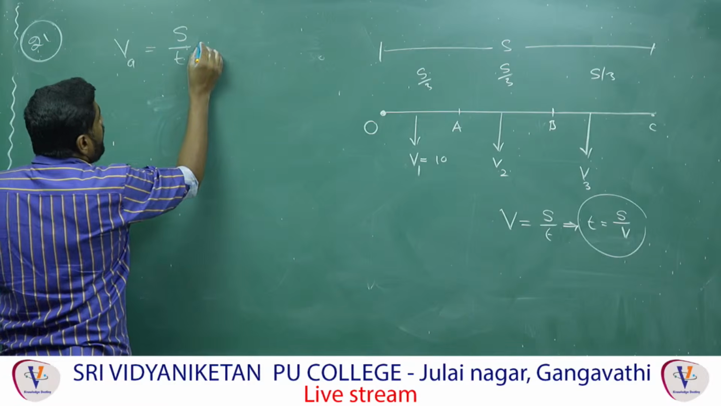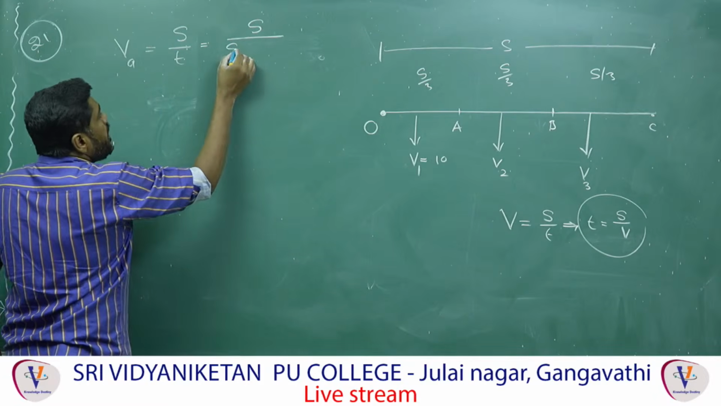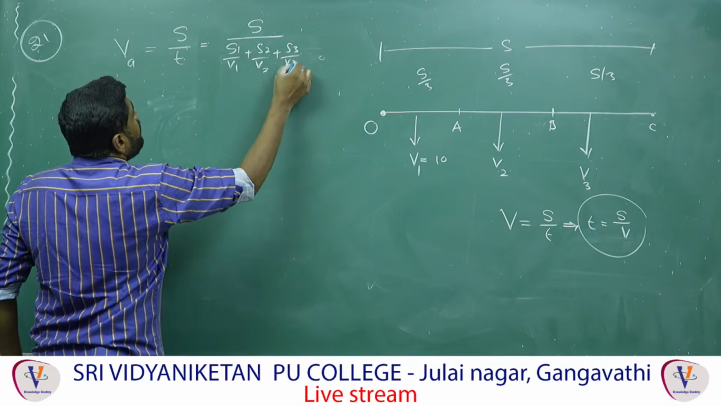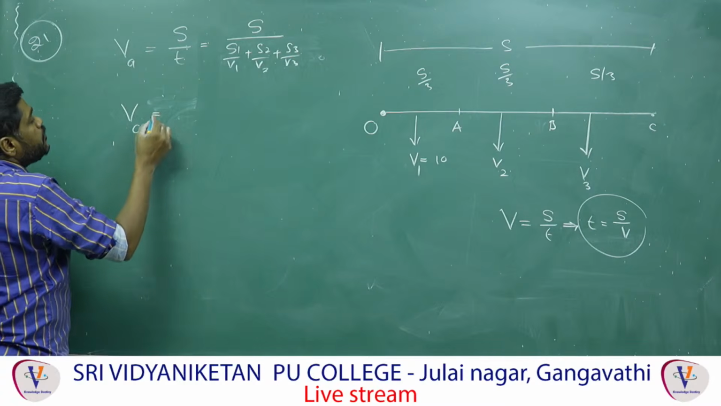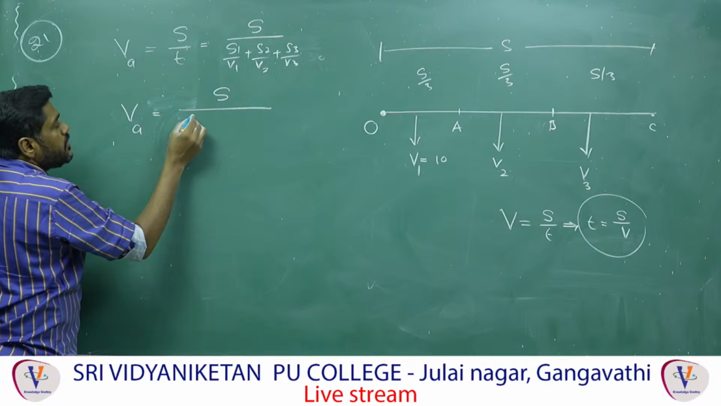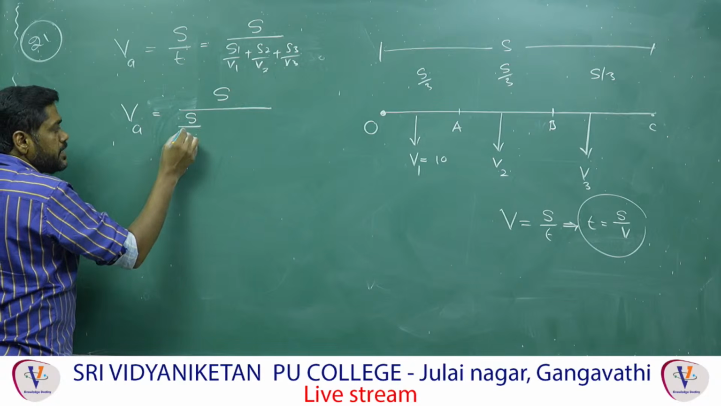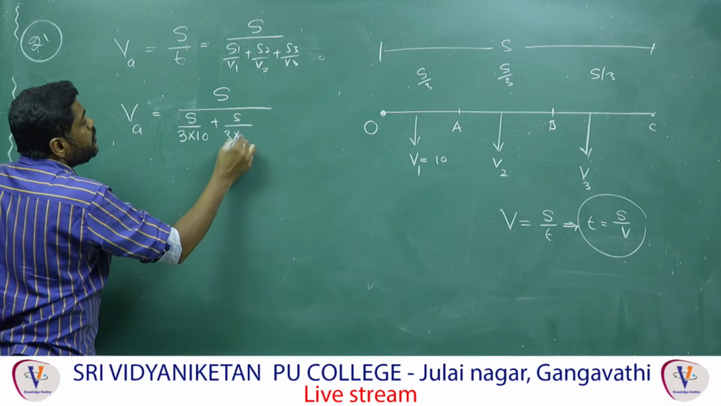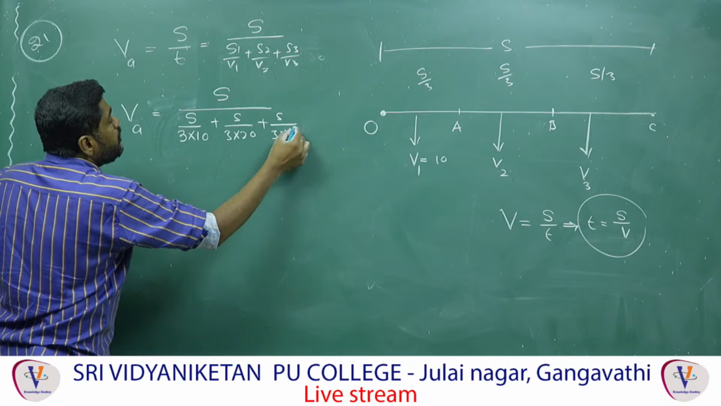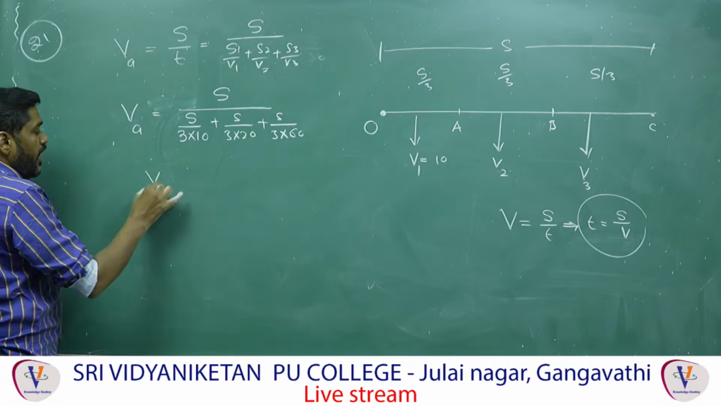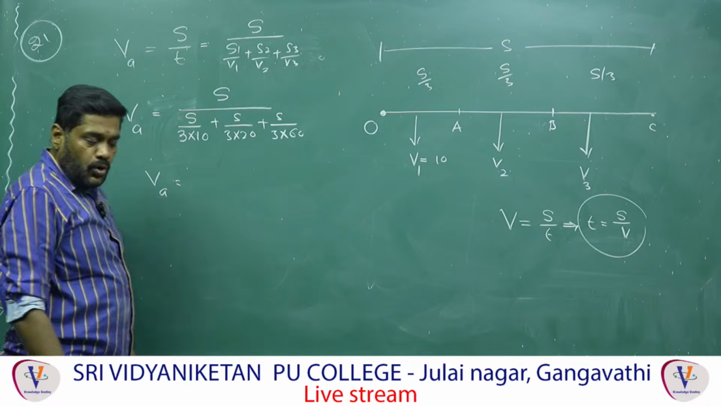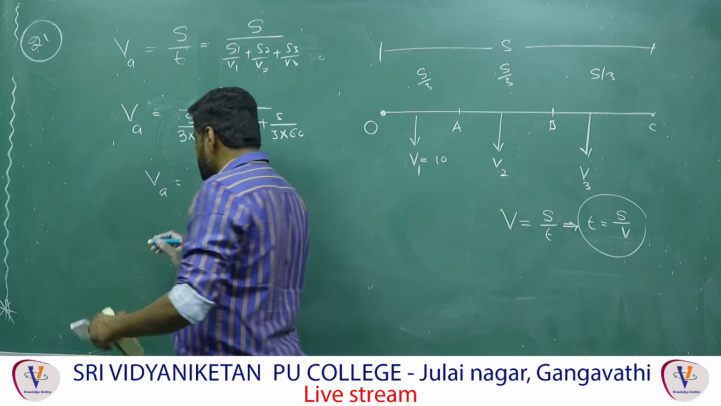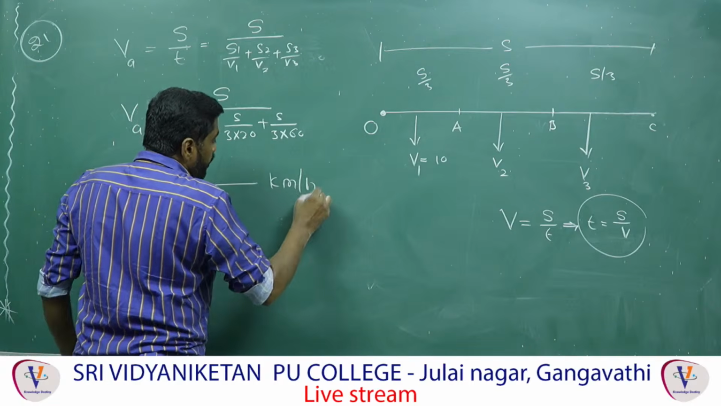The total time is given by S1 by V1 plus S2 by V2 plus S3 by V3. Therefore, VA is equal to, substitute: S divided by S by 3 into 10, plus S by 3 into 20, plus S by 3 into 60. If you simplify, taking S common, you will get the average speed. After simplification, you will get the answer in kilometer per hour only.